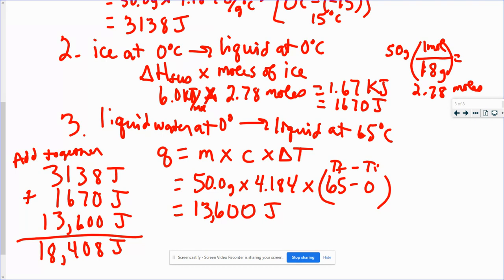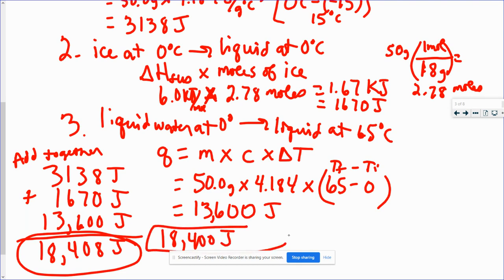You do each step separately, then you add them up together to get your total amount of heat, which rounded to sig figs, I would keep at 18,400 joules total.